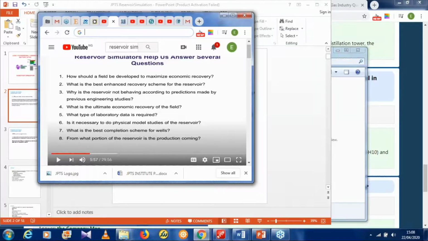Now, one other thing that it does is answer what is the best enhanced recovery scheme for the reservoir? What will give us the best recovery structure? What will be the best design for such a reservoir so that we can optimize the profit from it? And another question it helps to answer is why the reservoir is not behaving according to predictions made by previous engineering studies.